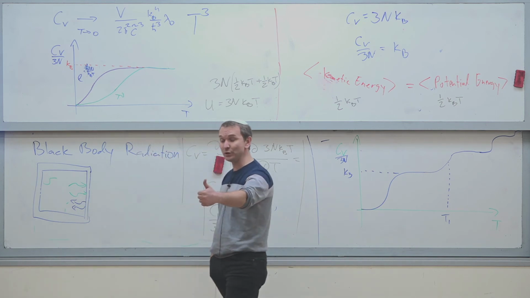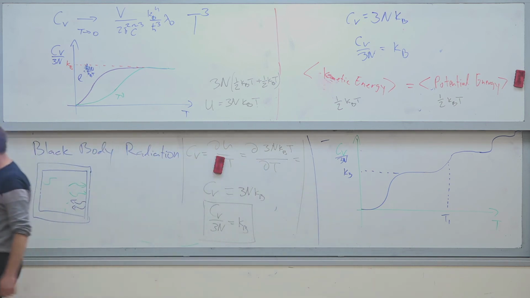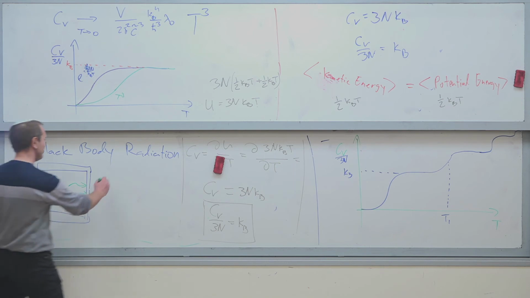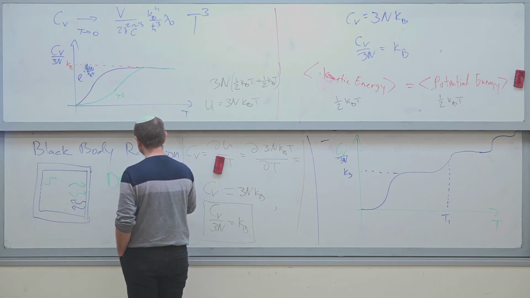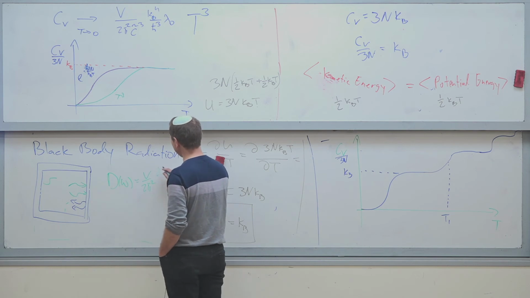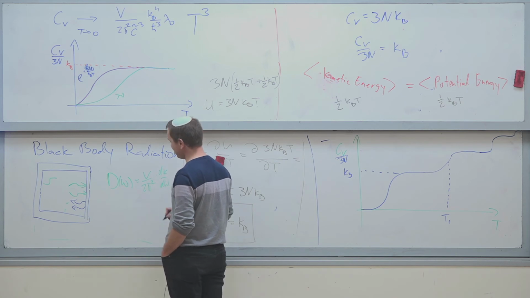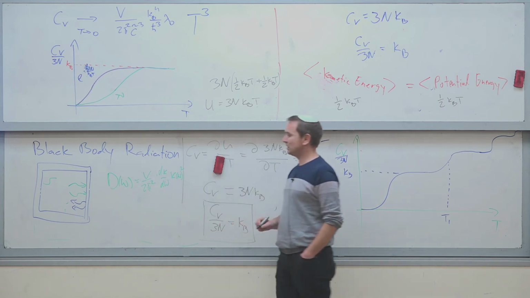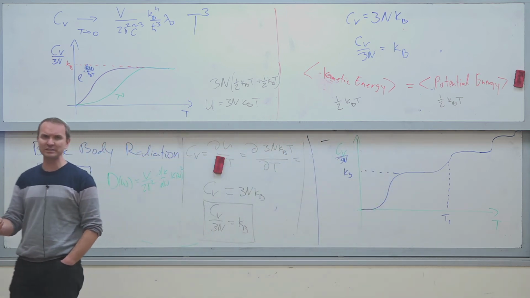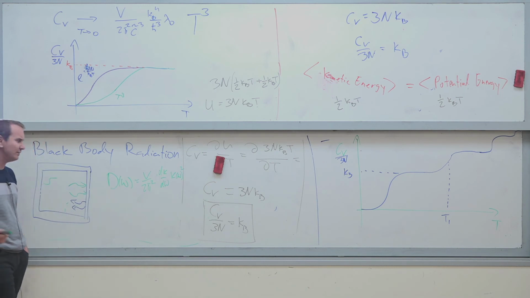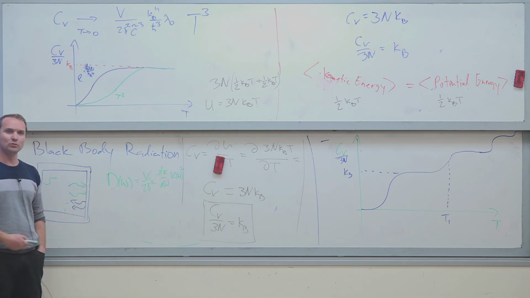Great, we already know this. D of omega is V divided by 2 pi squared, times dk over d omega, times k of omega squared. So we know how to calculate the density of states, what kind of frequencies those phonons are going to have. It's described by this D of omega.